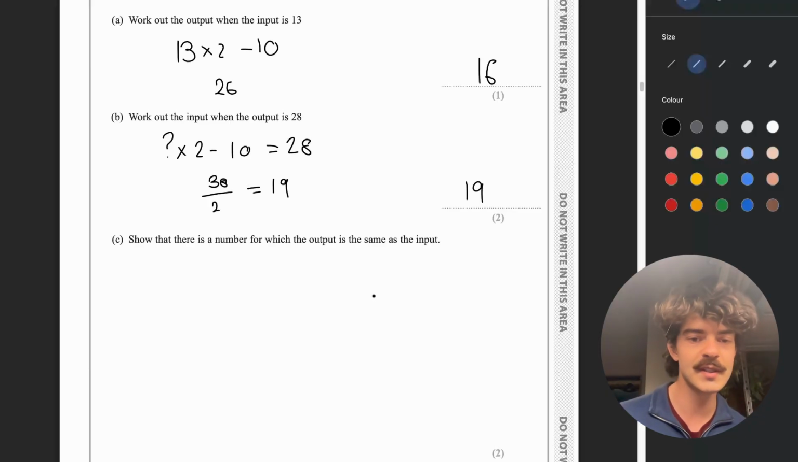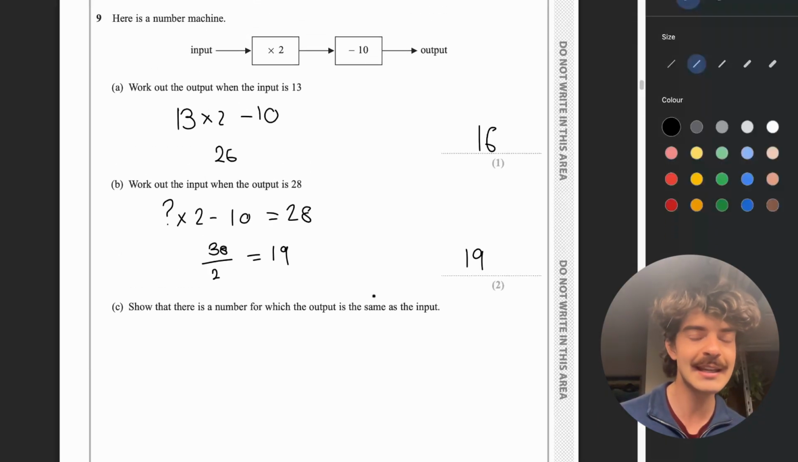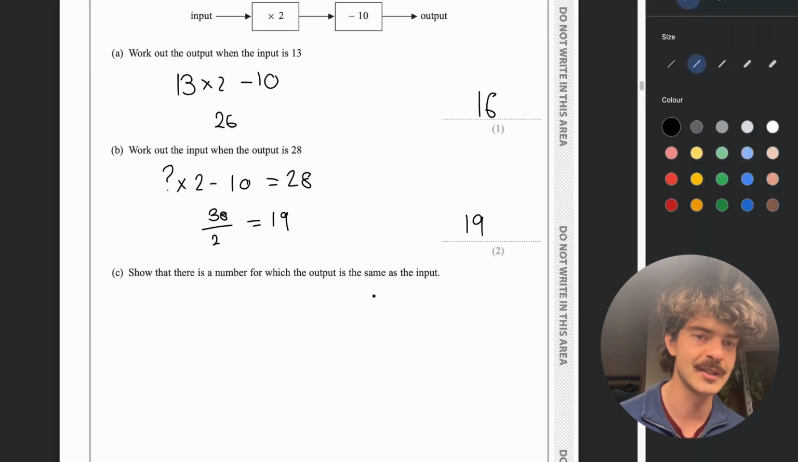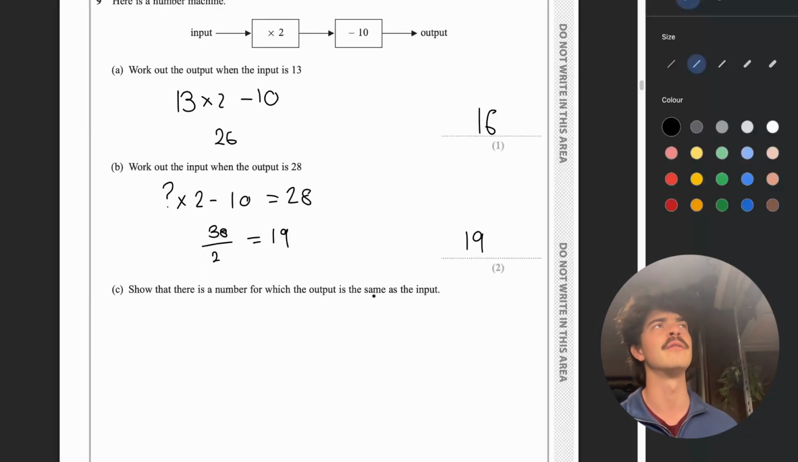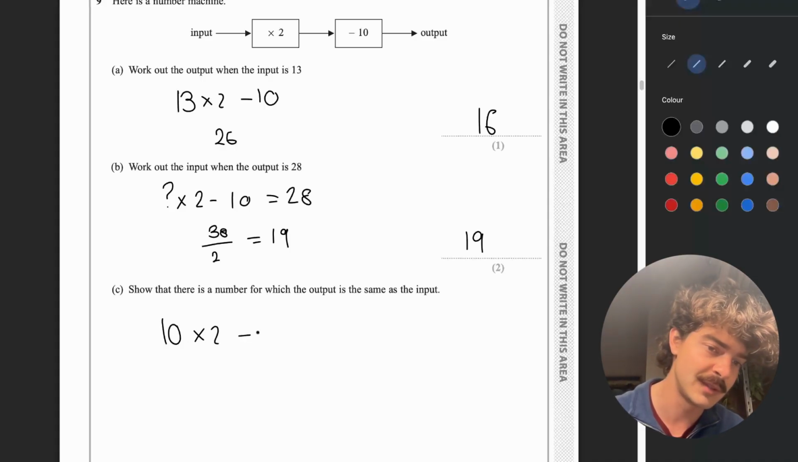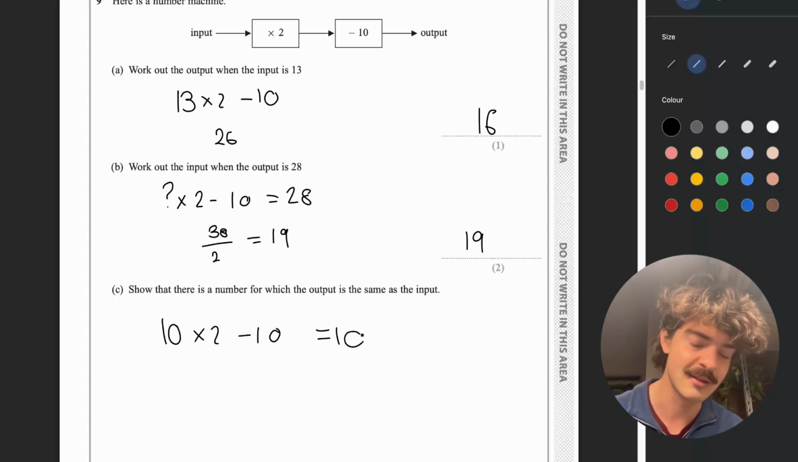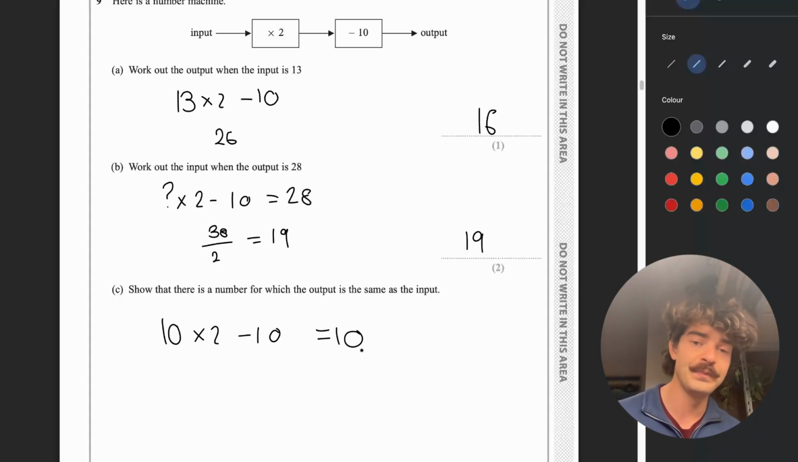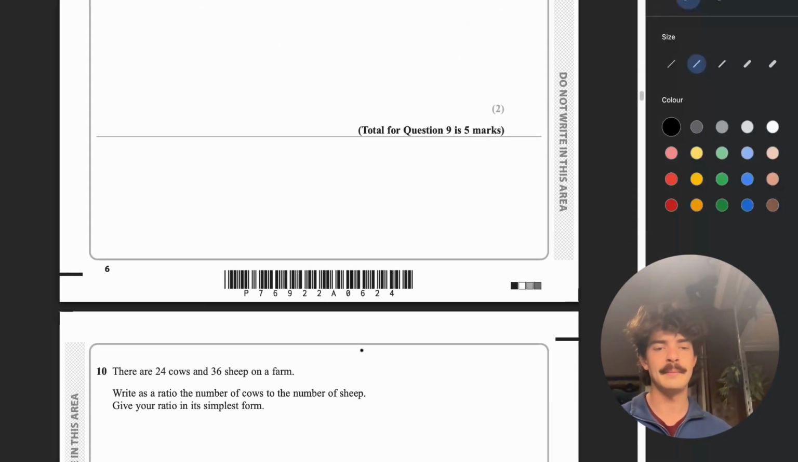And lastly, show that there is a number for which the output is the same as the input. That's quite interesting. So we need to think about what sort of number, if we multiply it by 2 and then took away 10, would give us the same number. And actually that number itself is 10. 10 times by 2, take away 10, equals 10, right? Okay.